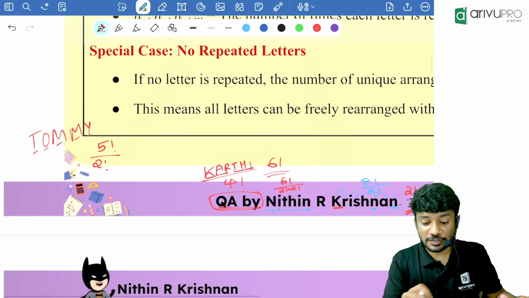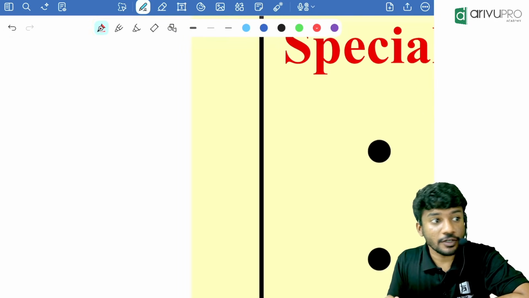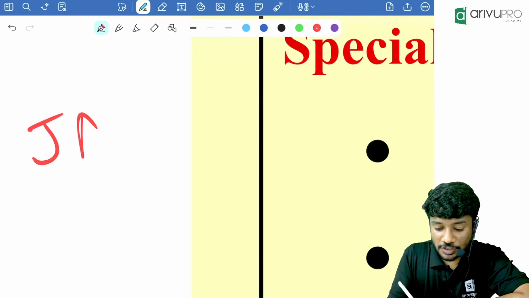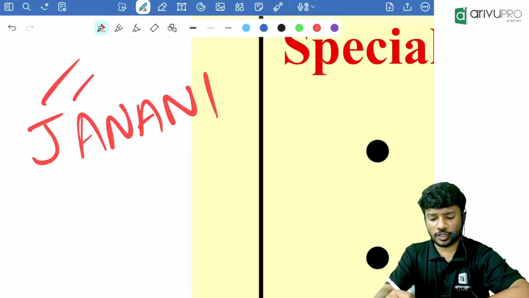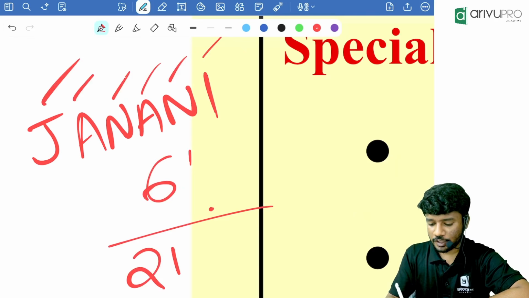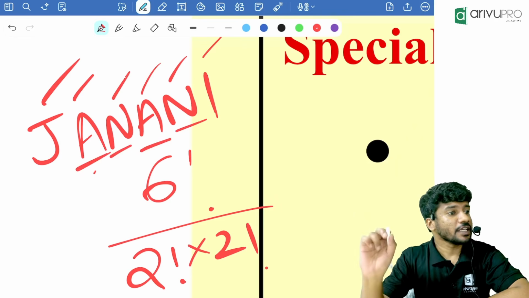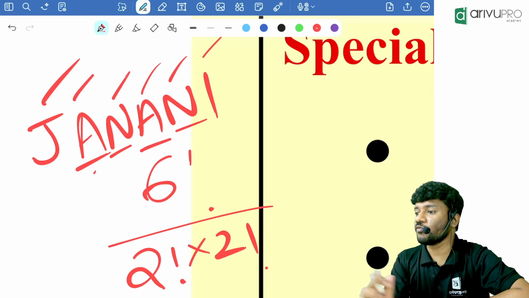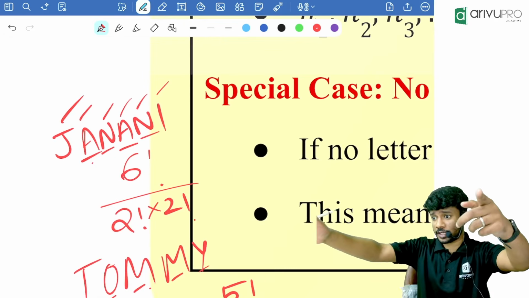Now we will take names. Tell me the names. Randomly you tell me a name. Janani. Yes. Janani, how many letters are there in total? 1, 2, 3, 4, 5, 6. That means 6 factorial divided by 2 factorial into 2 factorial. A is repeated 2 times. N is repeated 2 times. Very direct, if you ask me. Whatever may be the question, now you are able to answer.